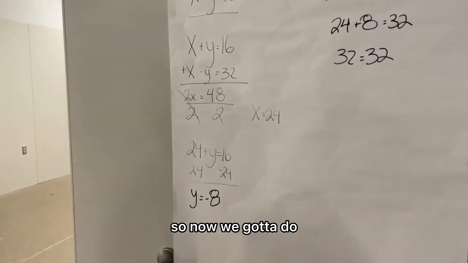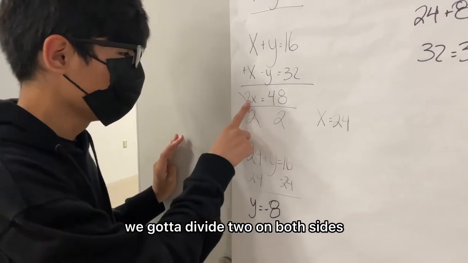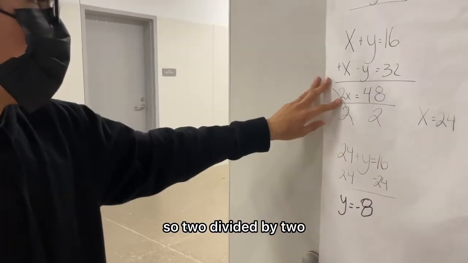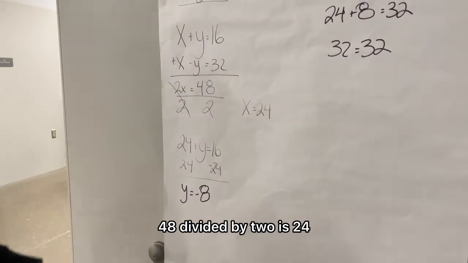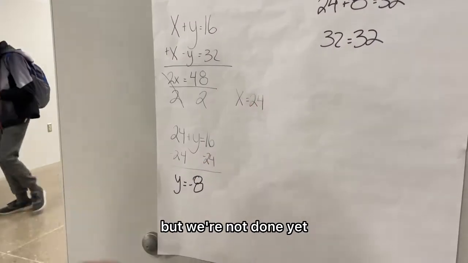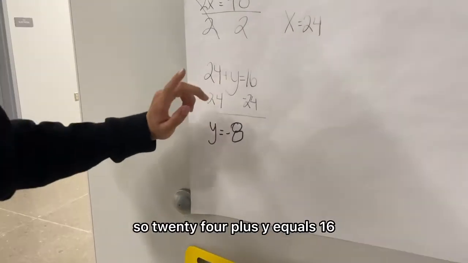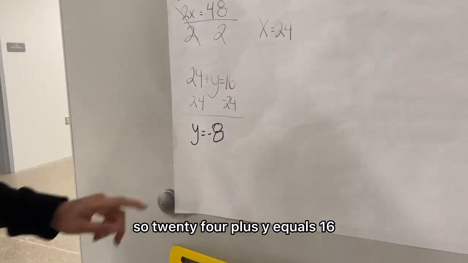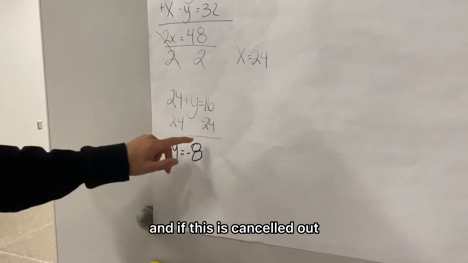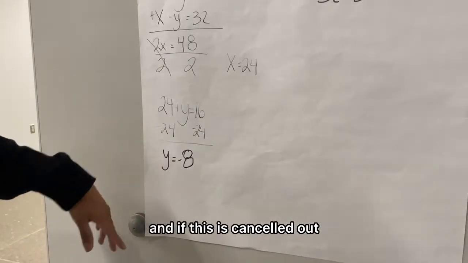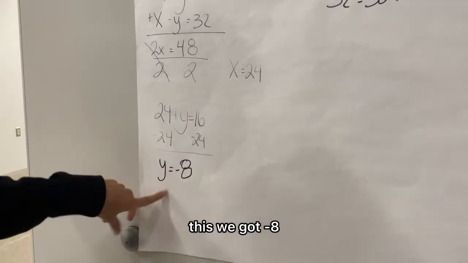So now we gotta divide both sides by 2. So 2 divided by 2, it cancels out. Boom, it's gone. 48 divided by 2 is 24, but we're not done yet. So 24 plus y equals 16. So now we gotta subtract 24 from both sides, and this cancels it out, and we got y equals negative 8.